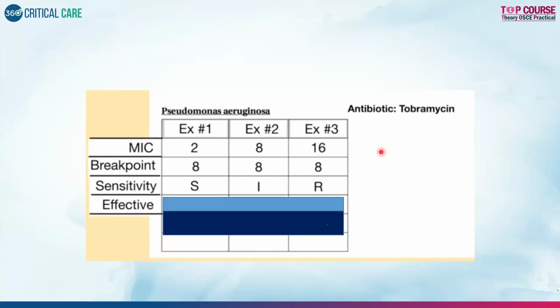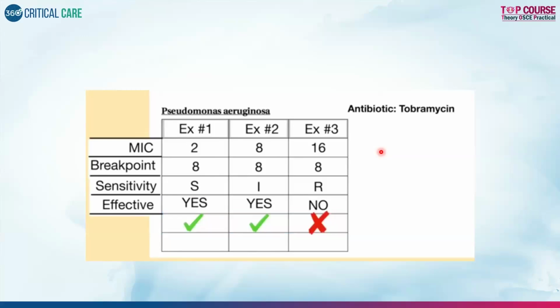Definitely whenever you have the MIC being less than the breakpoint, it's going to be sensitive. Whenever you have the breakpoint and MIC close to each other, it is going to be called intermediate. Whenever you have the MIC being very much higher than the breakpoint, it's going to be labeled as resistant. So probably 1 and 2 might show some effectiveness, but definitely example number 3 might have no clinical positivity if you treat this patient with tobramycin. Is this clear? Now you understand how we label it as S, I, and R: sensitive, intermediate, and resistant.